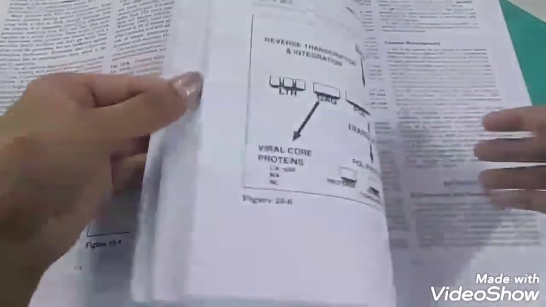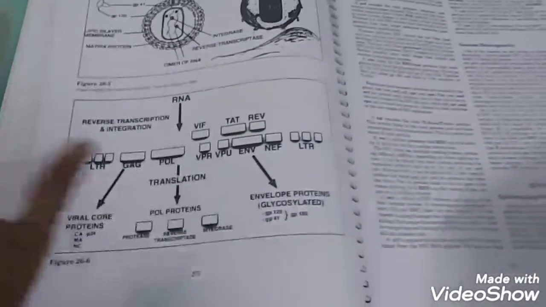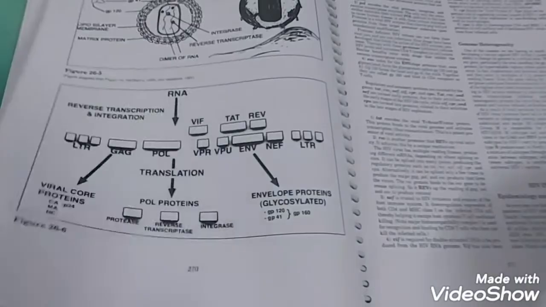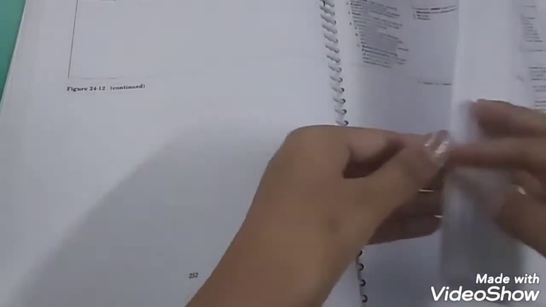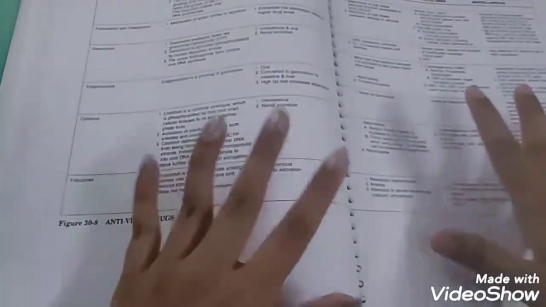They have given everything through diagrams, each bacteria, each virus, and the tables. These tables are very good just to do a last minute revision. It's a very good table, and I will suggest you to download this book from Google. You can find it easily.